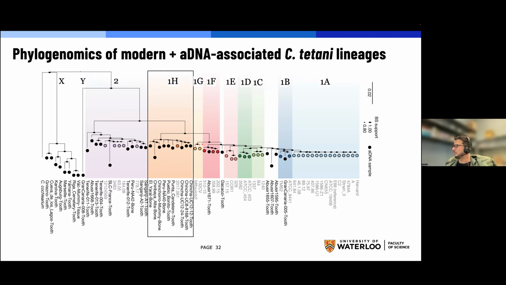And one of the interesting things is that these samples are geographically non-randomly distributed. Okay, most of these samples were coming from the Americas and from South America. These actually include the Chinchorro mummy samples that contain high levels of C. tetani.